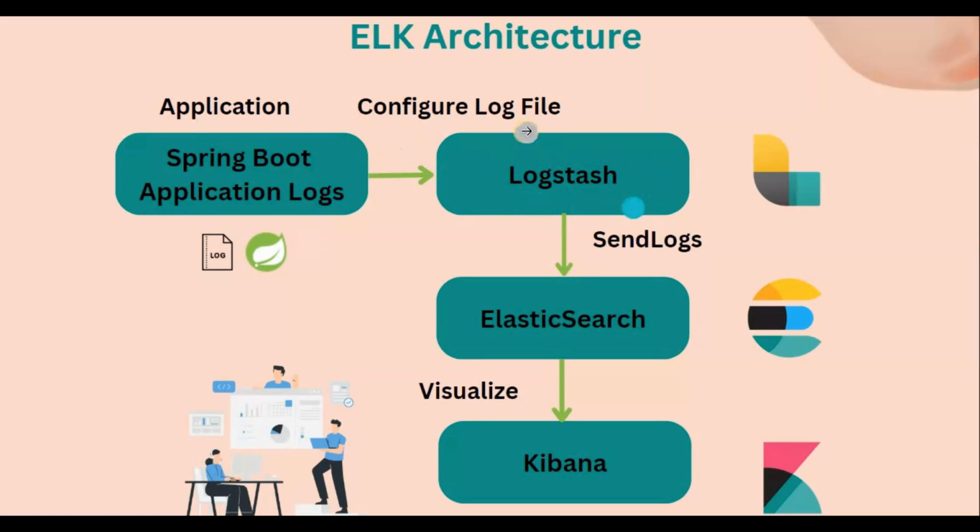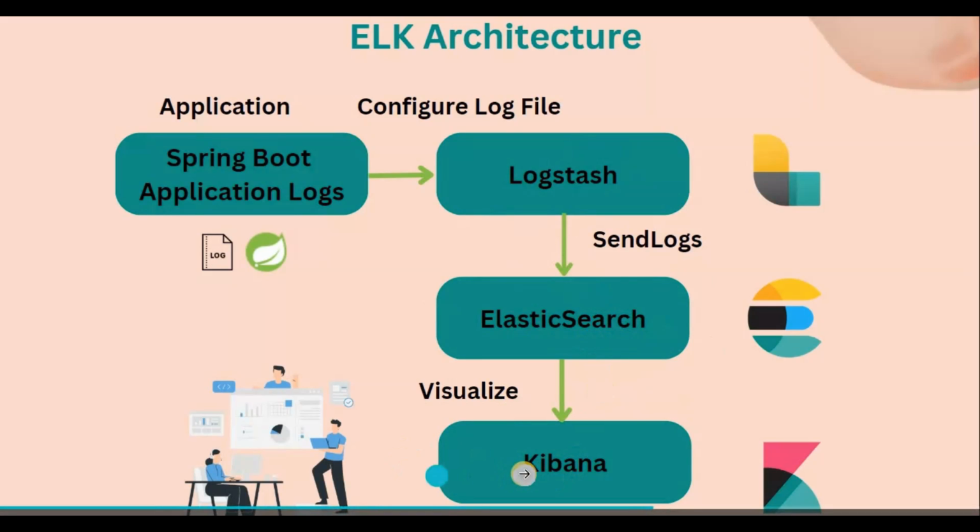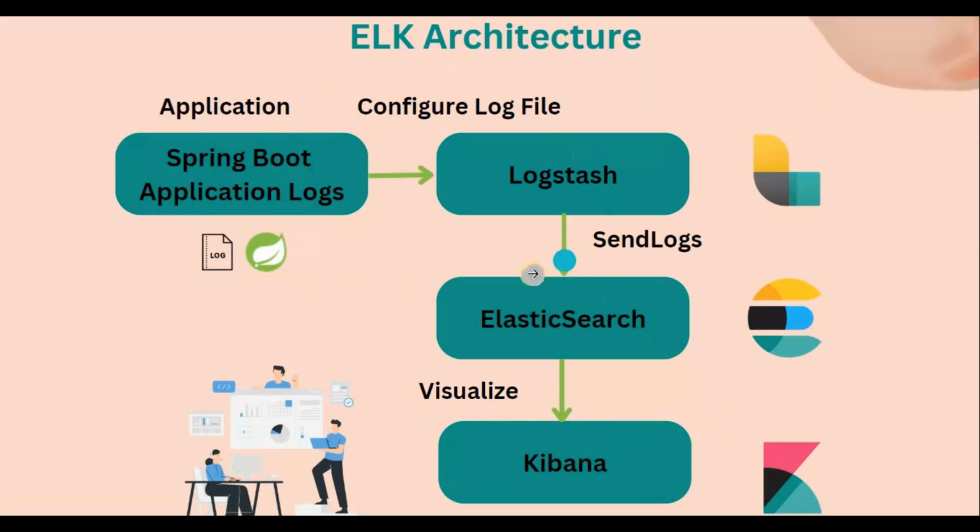So here we are mapping the path for the log file. Then Logstash sends this log to Elasticsearch, and from there it goes to Kibana. From here we can visualize the log. So this is the overall architecture of this one.